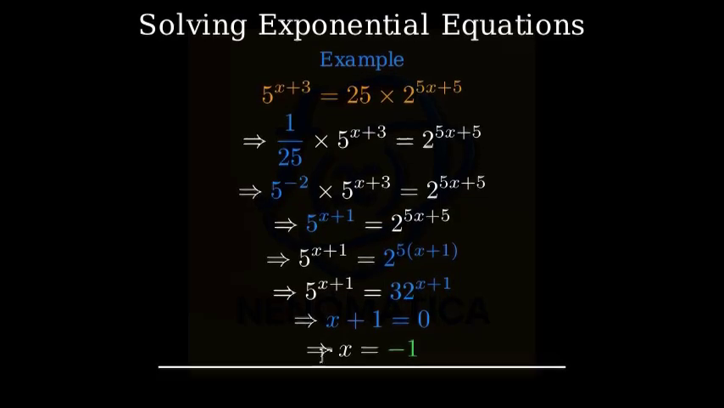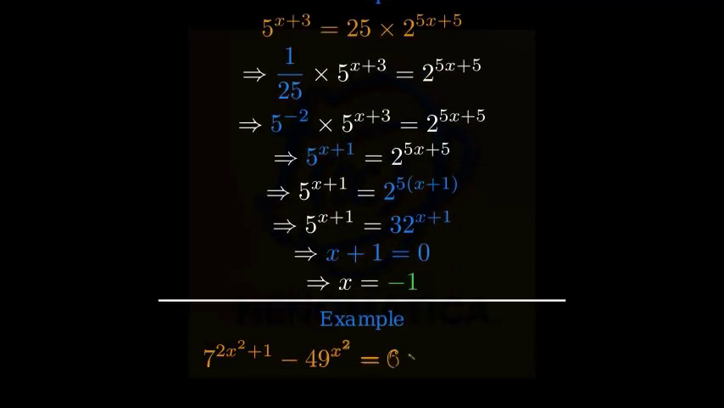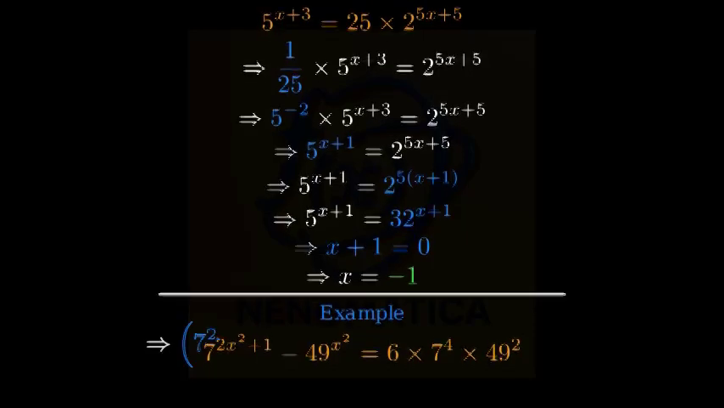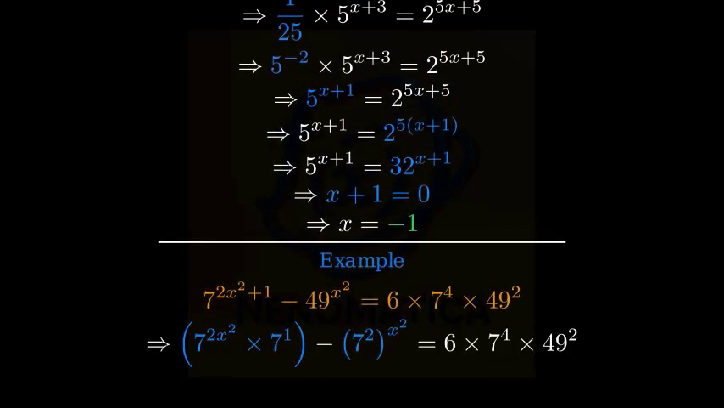The equation is 7 raised to the power of 2x squared plus 1 minus 49 raised to the power of x squared equals 6 times 7 to the power of 4 times 49 squared. This equation looks more complex, but we'll solve it step by step. First, let's rewrite the left side of the equation. We can split 7 to the power of 2x squared plus 1 as 7 to the power of 2x squared times 7 to the power of 1.